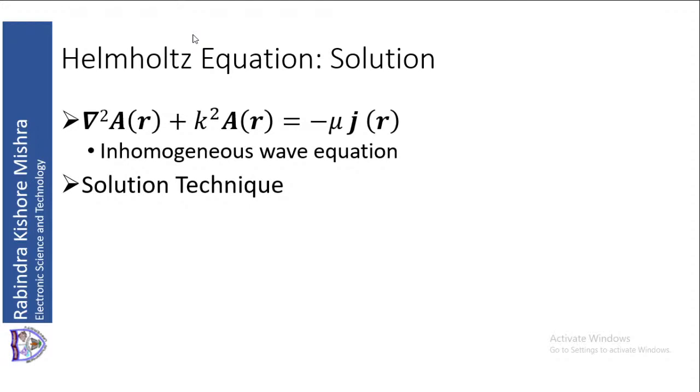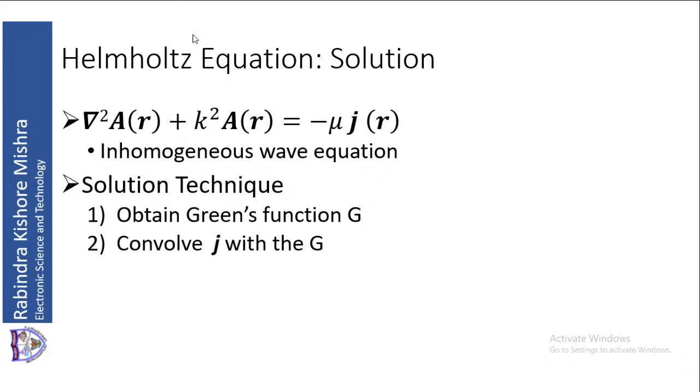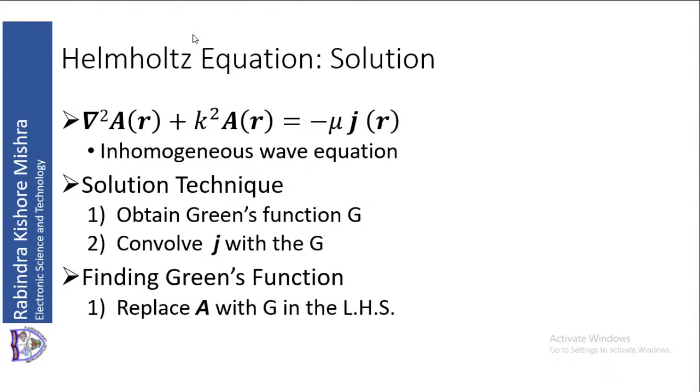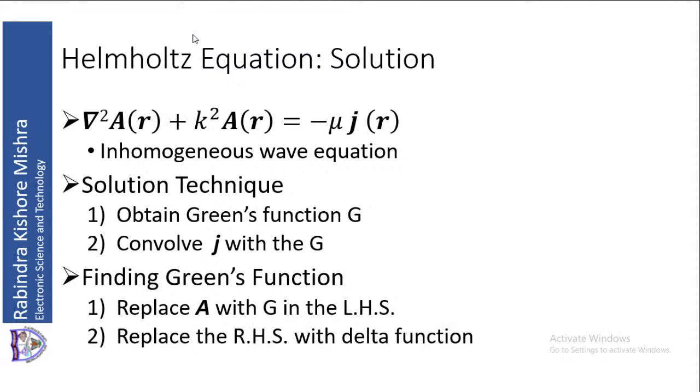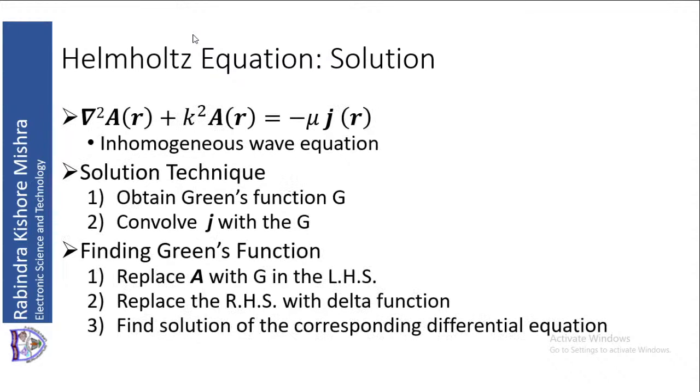The solution technique is first to find the Green's function G for this equation, then convolve J with G. Let us find out the Green's function here. To find the Green's function, replace A with capital G on the LHS, and replace the RHS with the delta function. Then find the solution for the corresponding differential equation.